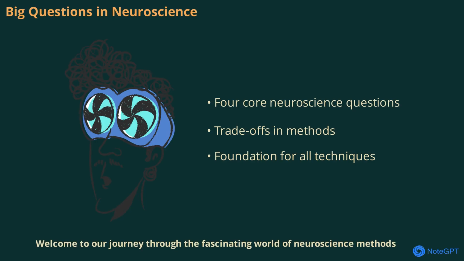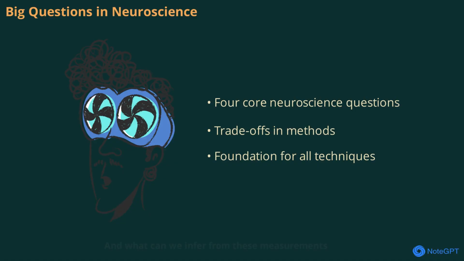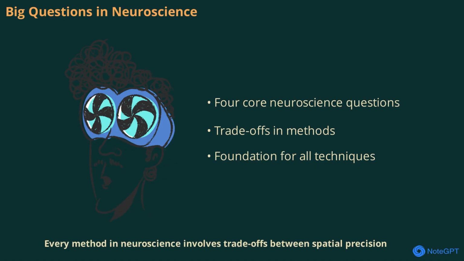Welcome to our journey through the fascinating world of neuroscience methods. We begin by exploring the four core questions that clinical neuroscience seeks to answer. What is the brain made of? How does it work? How do we measure and manipulate it? And what can we infer from these measurements? Every method in neuroscience involves trade-offs between spatial precision, temporal precision, and invasiveness. Understanding these foundational questions sets the stage for all the techniques and innovations we'll discuss throughout this video.